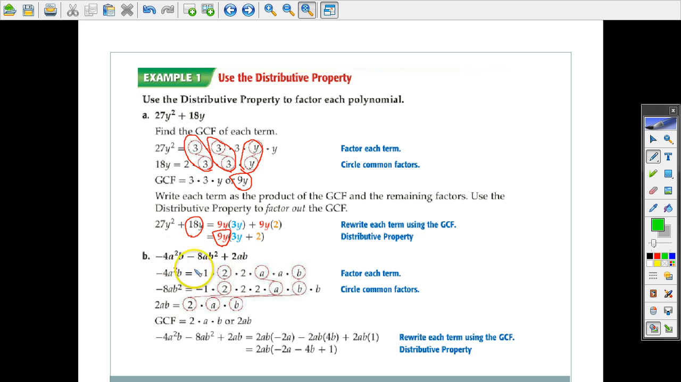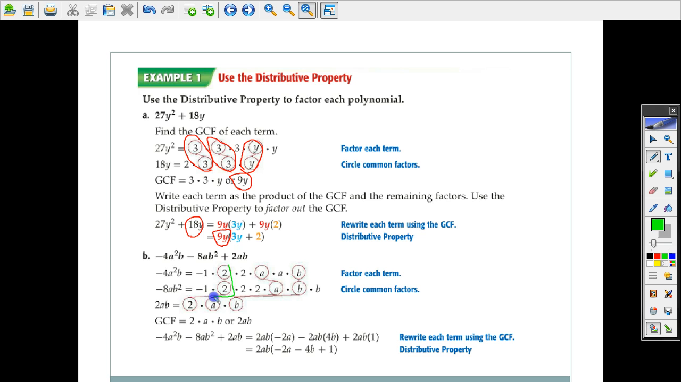You have here 3 different terms. So we're going to factor all the 3 terms separately. So negative 4a squared b. You have that negative 1, times 2 times 2. A is twice, and b. Okay, negative 8 is negative 1, times 2 times 2 times 2. You have 1a here, and then b is squared. 2ab is already factored, so 2 times a times b.